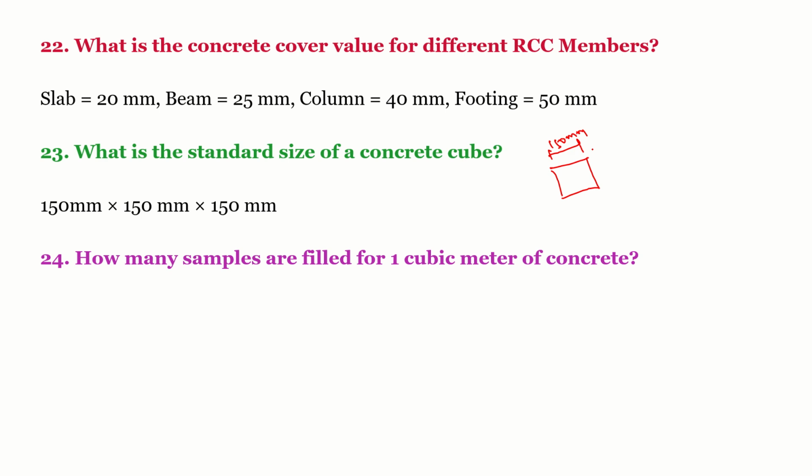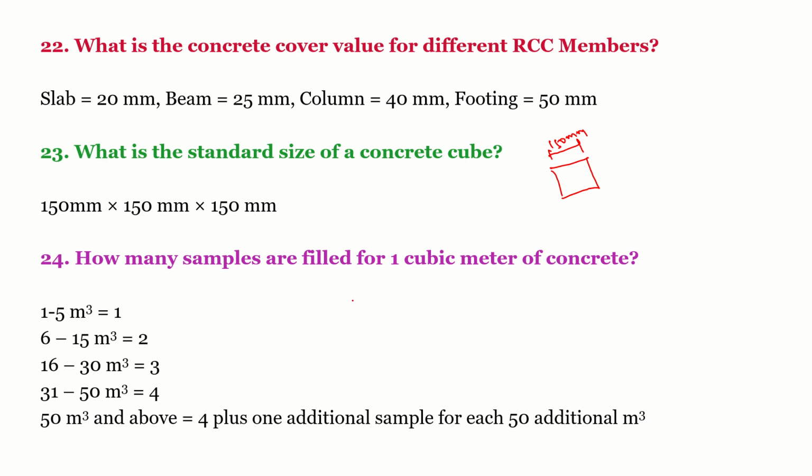And moving on to the next question, how many samples are filled for 1 meter cube of concrete? Generally, we design concrete for 1 meter cube. If your concrete volume is between 1 to 5 meter cube, we make one sample. 6 to 15 meter cube, we make two samples. 16 to 30 meter cube, three samples. 31 to 50 meter cube, four samples. If it is 50 meter cube and above, then we make four samples plus one additional sample for every additional 50 meter cube.